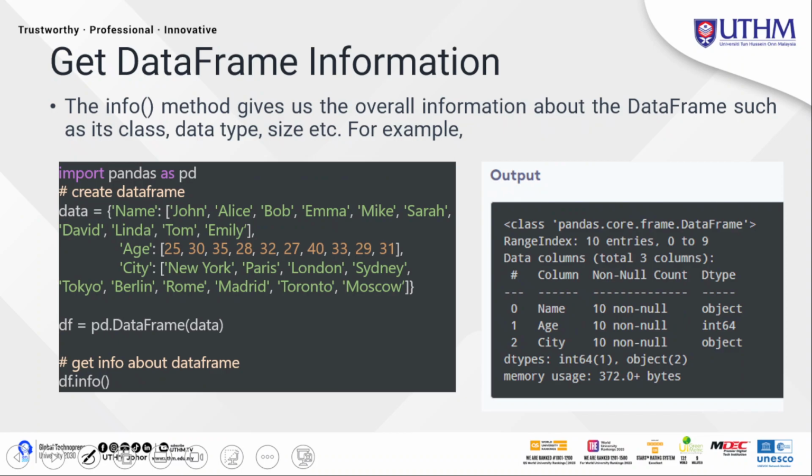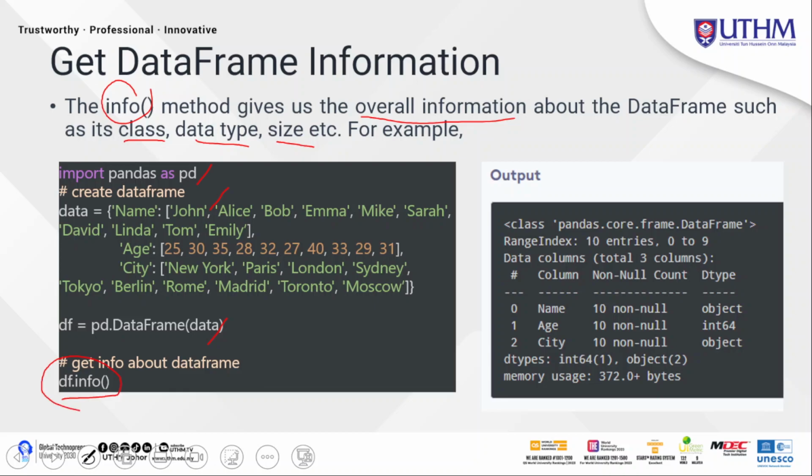And then the next one is the info method. It gives you overall information. We know that information is information, right? About the data frame, such as the class, data type, size, etc. So we import, create the data frame, done. Then df. We want to get the information about the data, the values that are present over here.